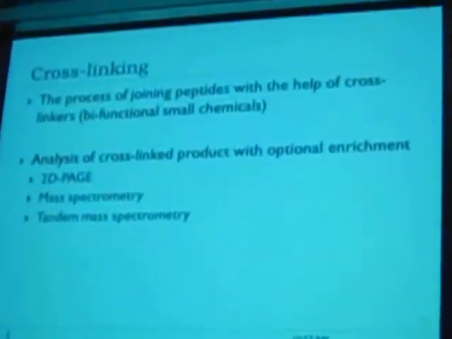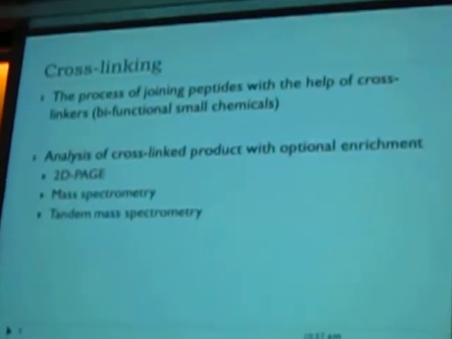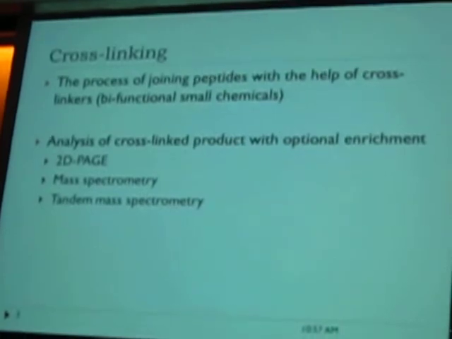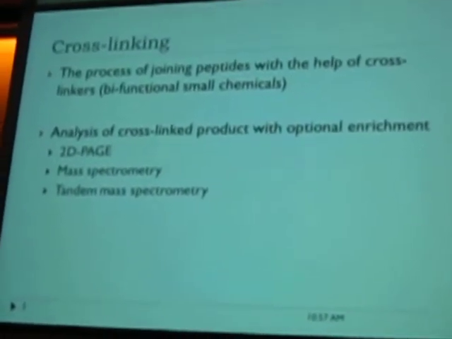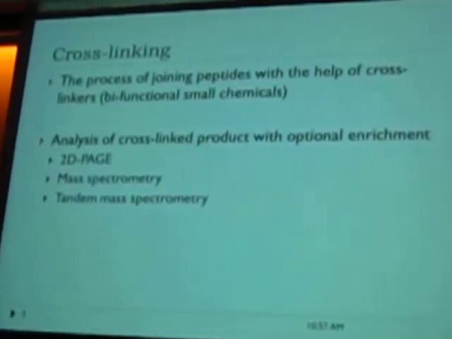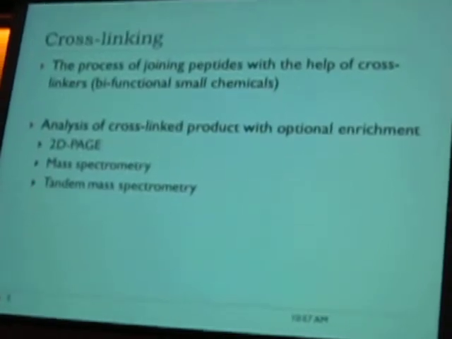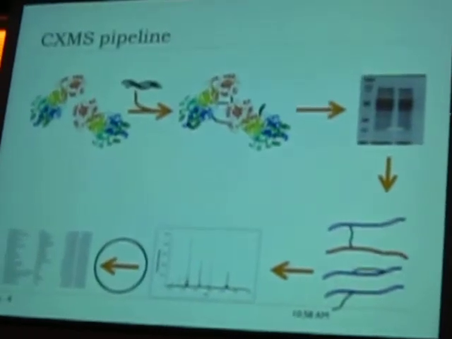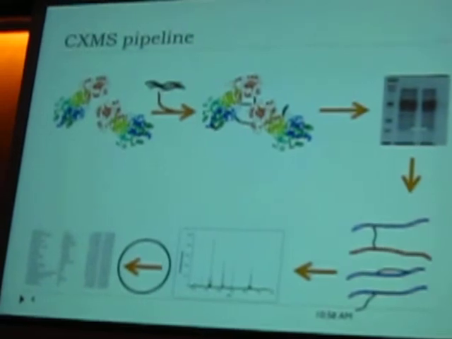And cross-linking, if I try to define it, is a process of joining peptides with the help of cross-linkers, which are just bifunctional small molecules with a linker arm. And then it can be coupled with other methods to replace mass spectrometry as well as mass spectrometry to really analyze the cross-link product and find out what is the pattern of cross-linking between different proteins. What does a typical cross-linking mass spectrometry pipeline, in short CXMS pipeline, look like?